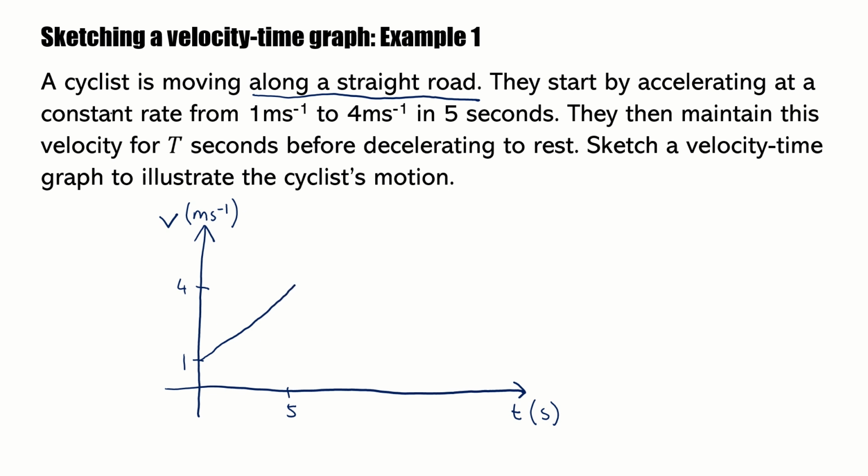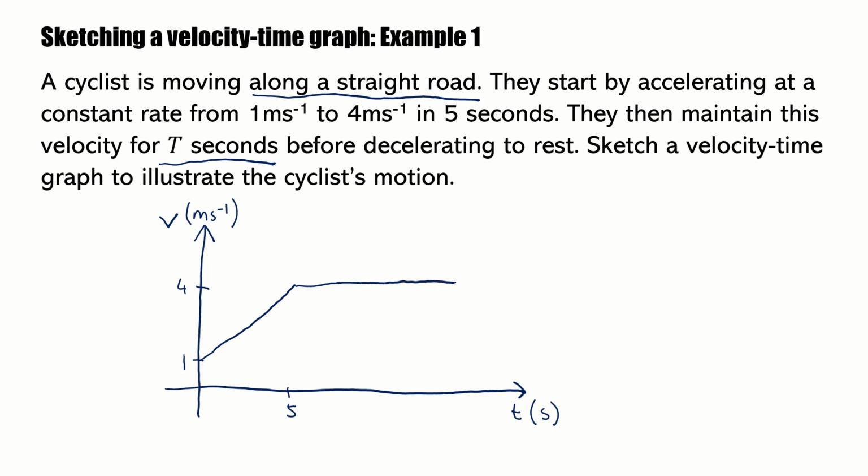And that's because it says constant rate. Then we're maintaining this velocity. So that means we're staying at a velocity of 4 because that's the velocity we're currently at. And we're going to maintain that velocity for t seconds. So therefore, we're just going to go flat for a bit.